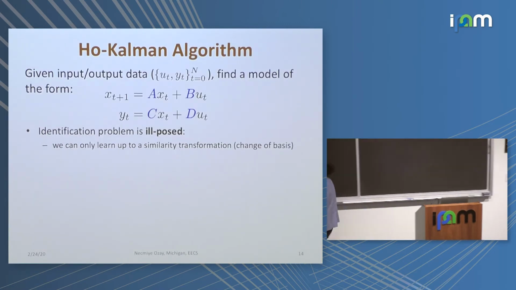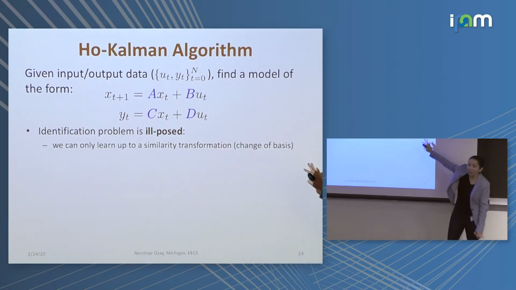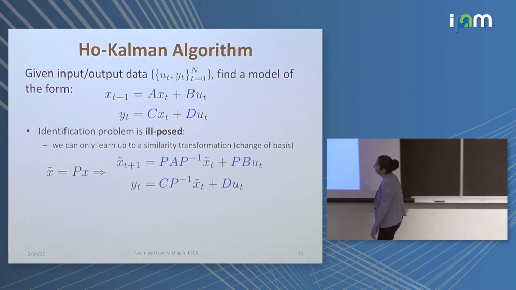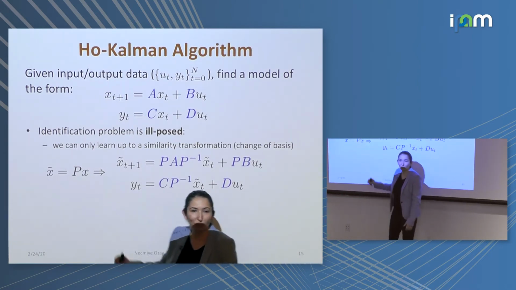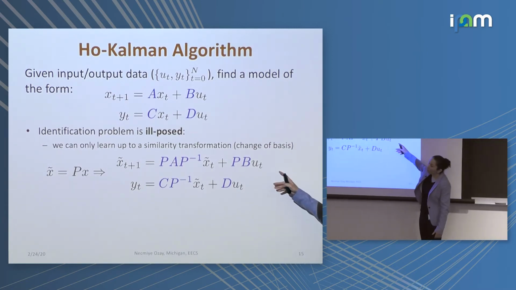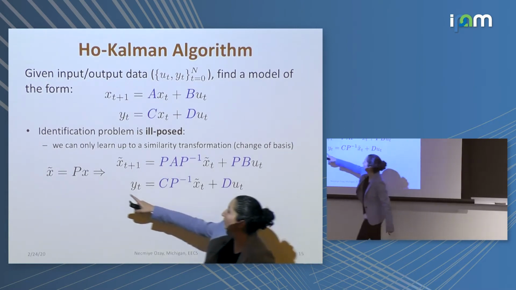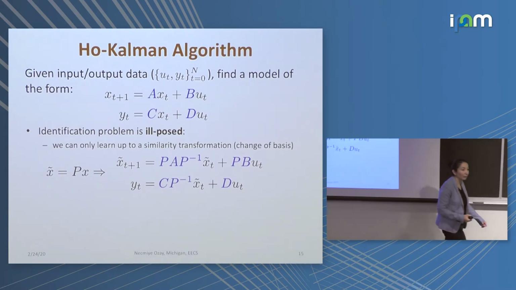So the identification problem, as I said, in the noiseless setting, is ill-posed. We can only learn up to a similarity transformation. This might be clear to some of you, at least control people, because if I just redefine my state with some invertible matrix P, this model will generate exactly the same input and output as long as I change my initial condition from x to x tilde.